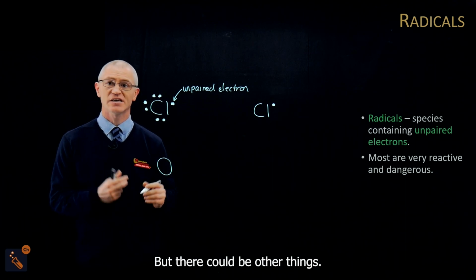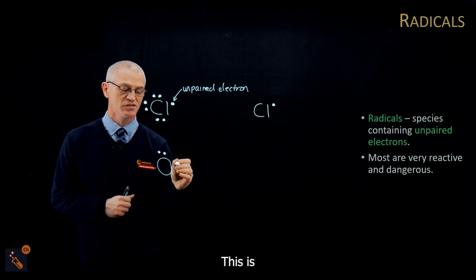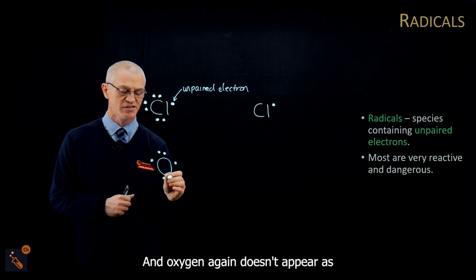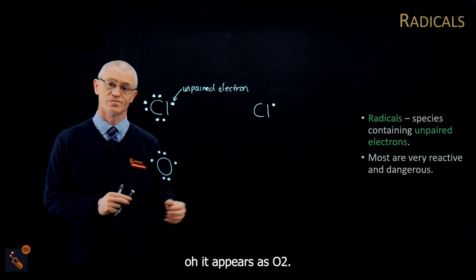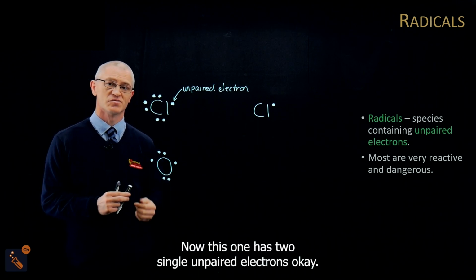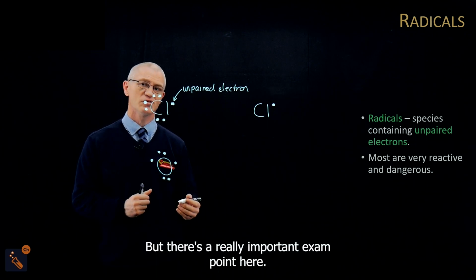But there can be other things, and sometimes these are called biradicals. So let's draw this. This is oxygen. And oxygen, again, doesn't appear as O, it appears as O2. Now this one has 2 single unpaired electrons. Okay, it's still a radical, of some sort, but there's a really important exam point here.